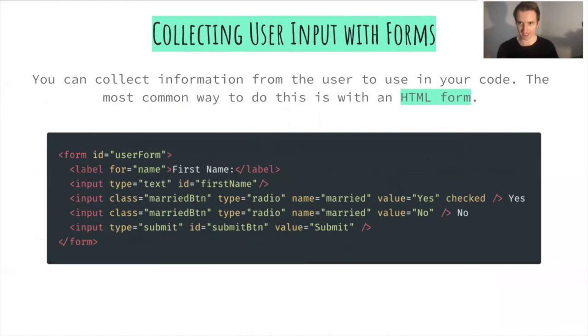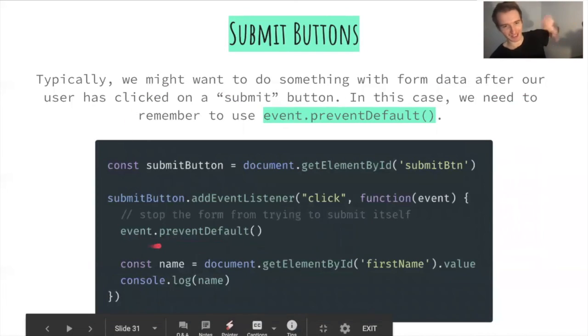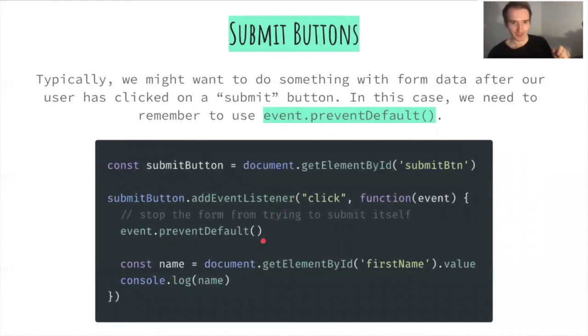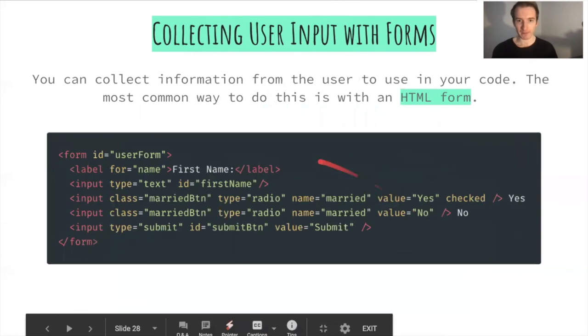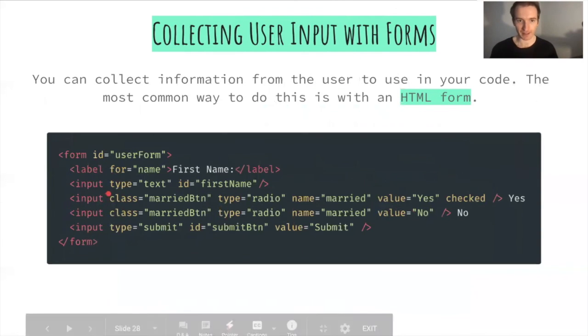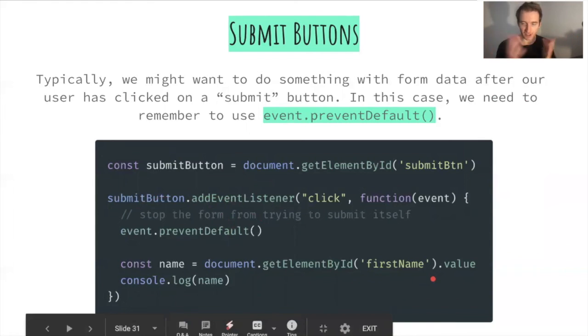Again, doesn't really matter what that is right now. That's too complicated for this lecture. We need to remember to use this prevent default when we're using an input of type submit. But once we have that, we can say, okay, give me the value of the element that has the ID of first name. So grab me a DOM representation of this element right here, which is our text input, and get the value. So in this case, we're just console logging whatever the name is that we put in.